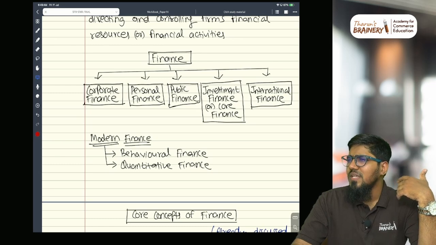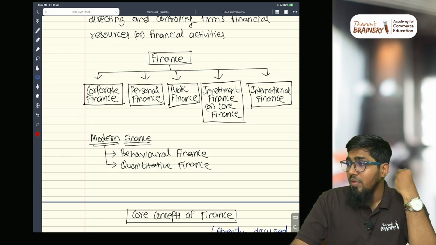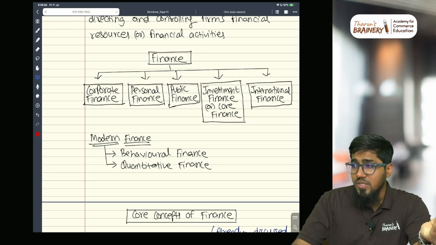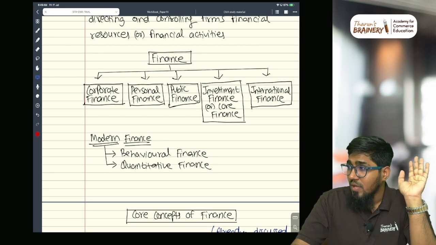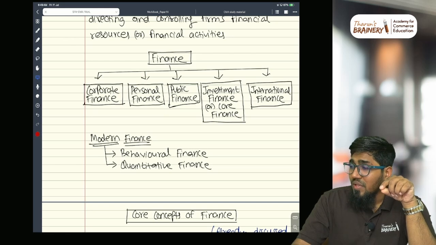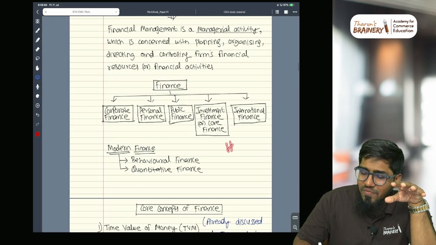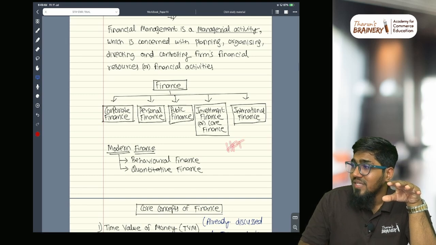Hedge funds are the people who will trade for 1 paisa, 2 paisa and 3 paisa. We will not be trading for 1 paisa or 2 paisa, because our brokerage charges itself will eat it up. They trade for 1 or 2 paisa, but in crores of quantities. This is called HFT, high frequency trading.